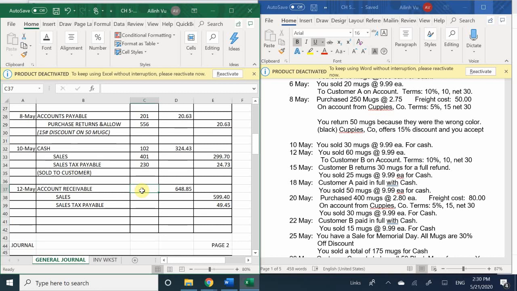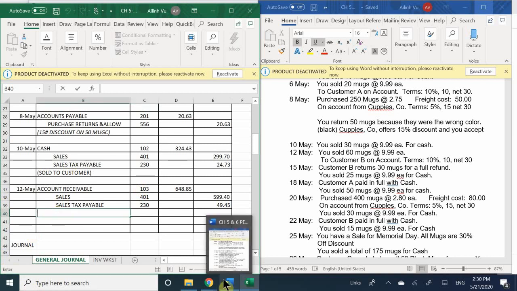What is accounts receivable? 103. What is sales? 401. And what is sales tax? 230. Yes. Okay. Good. And here we need to make sure we write in our description.